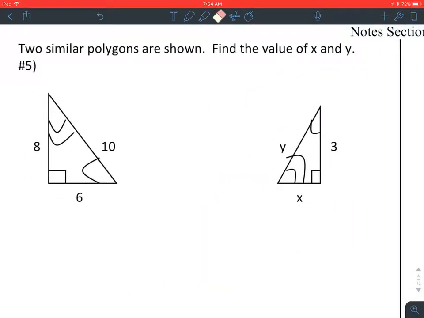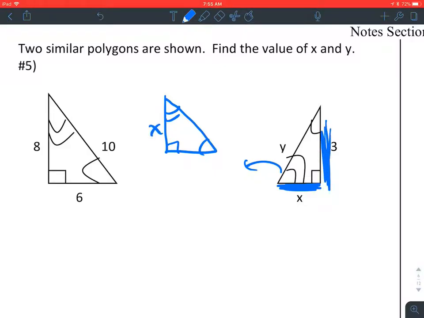Number 5, 2 similar polygons are shown. Find the value of x and y. If your pictures are not drawn in such a way that corresponding parts are in the same positions, you better redraw one of your pictures. I'm going to redraw this one. I'm going to put 2 arcs in the top left like this one has, 90 in the bottom left like this one has, 1 arc in the bottom right like this one has. In between 90 and 2 arcs is x. In between 90 and 1 arc is 3. In between 1 arc and 2 arcs is y.